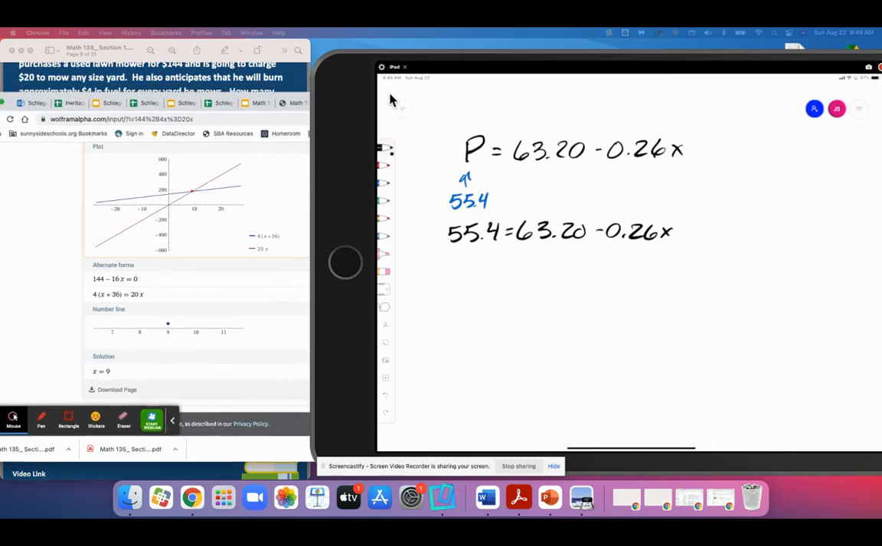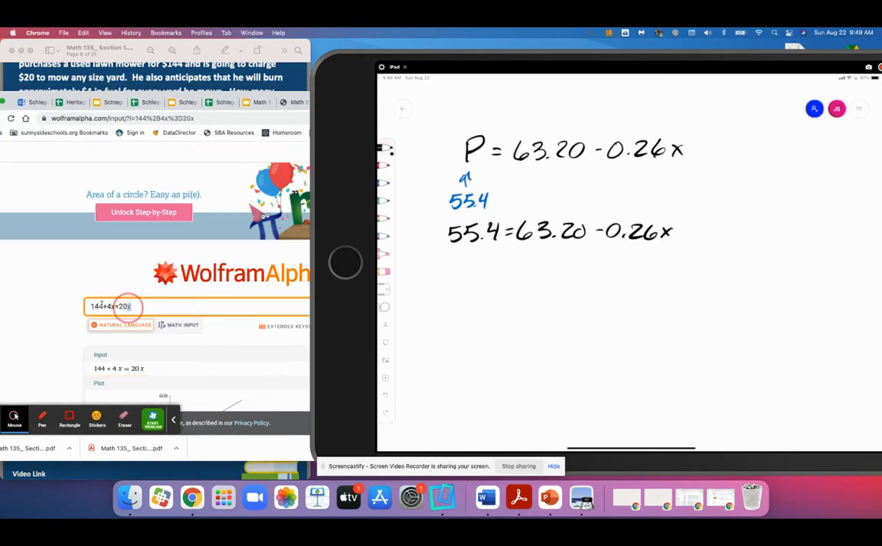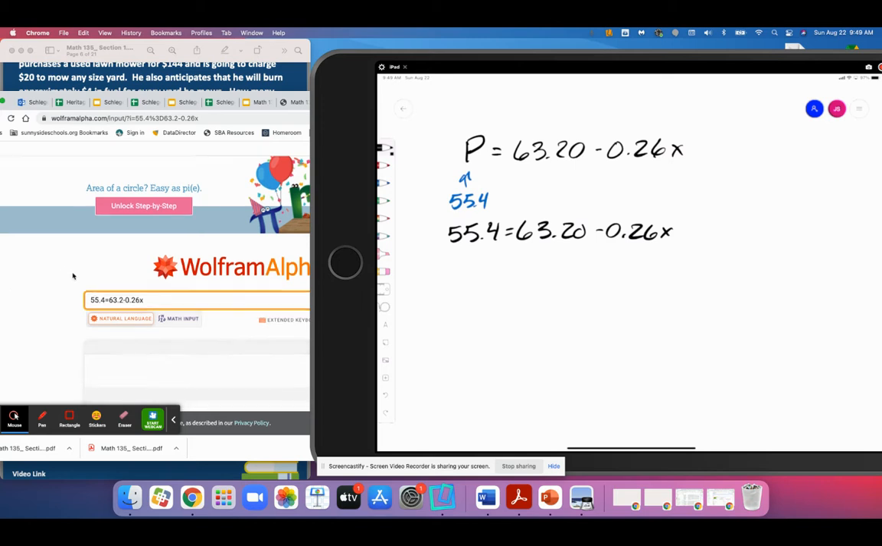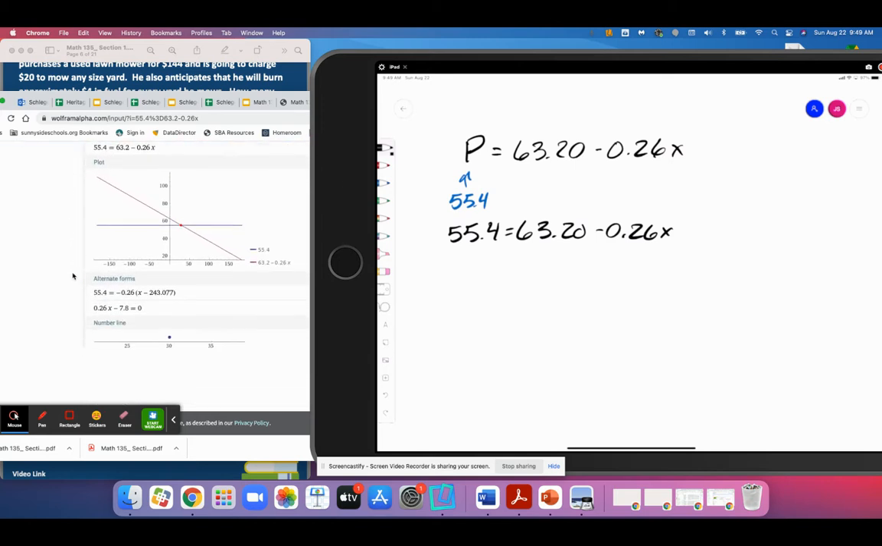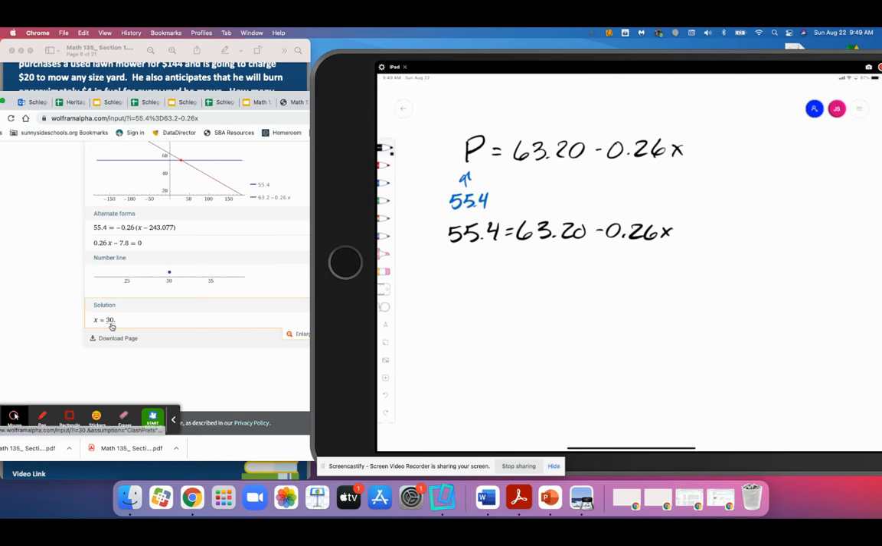And again, as with the last video, here comes Wolfram. We're going to sling it right in there. We've got 55.4 is equal to 63.2 minus 0.26x. We punch that in there. We're going to be looking for the word solution down here in Wolfram, and it says x is about 30. I say about because it's got the squiggly equal sign and not a totally straight equal sign. So over here in my workspace, I'm ending up with x equals 30.